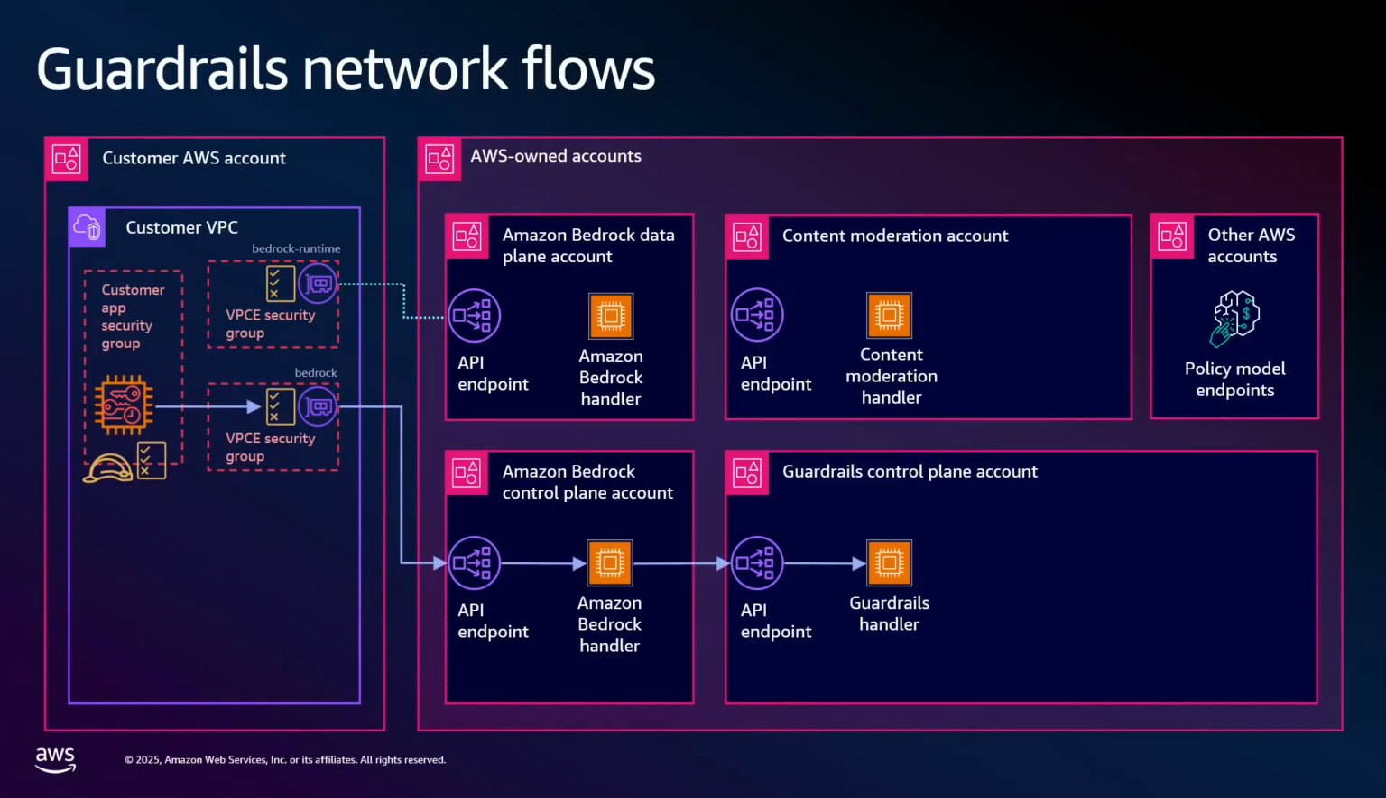So first things first, let's create the guardrail API. And so you call in at the bottom, you go into the control plane account for Bedrock, it passes it to the guardrails control plane account, and it starts to actually process things going forward. Simple, so far.